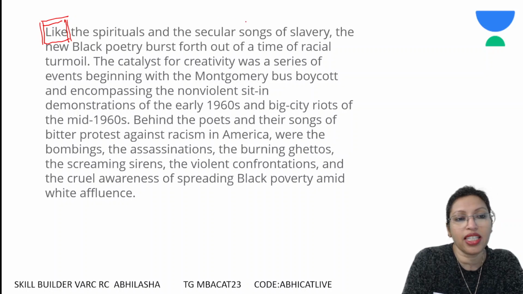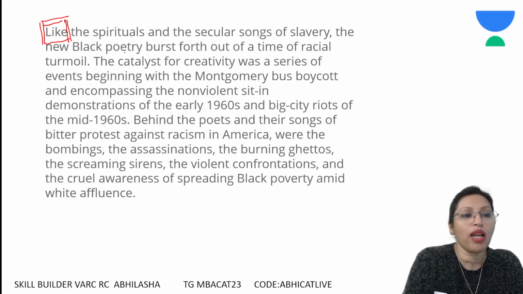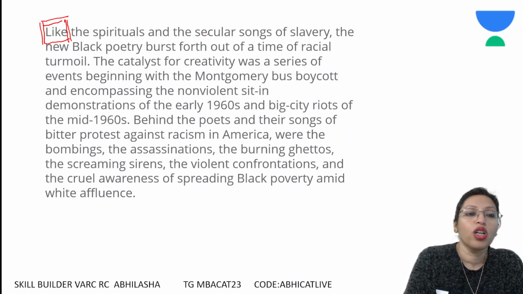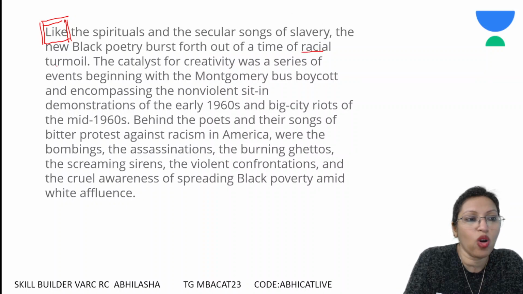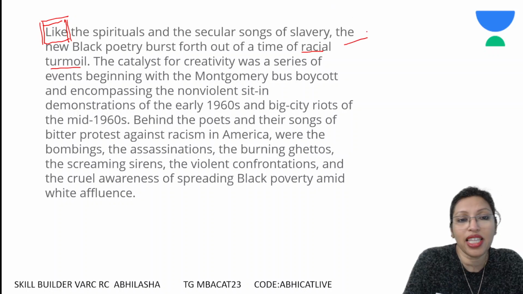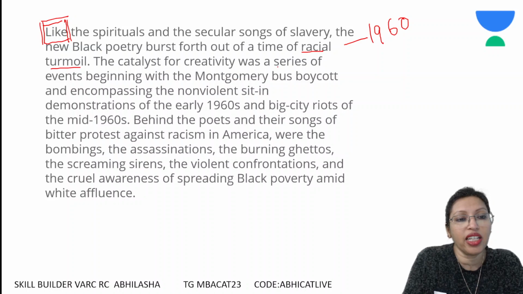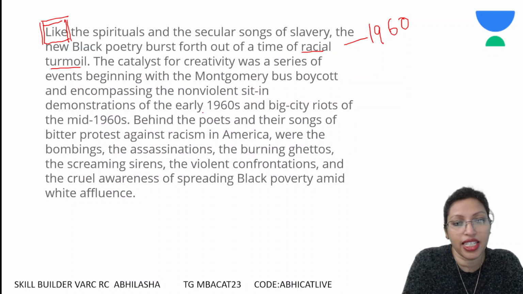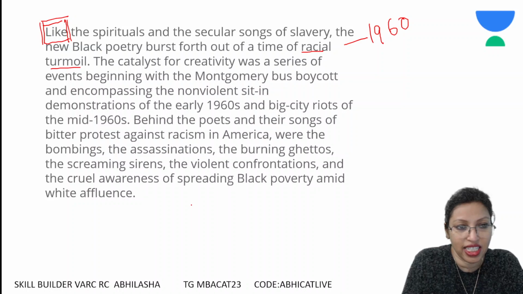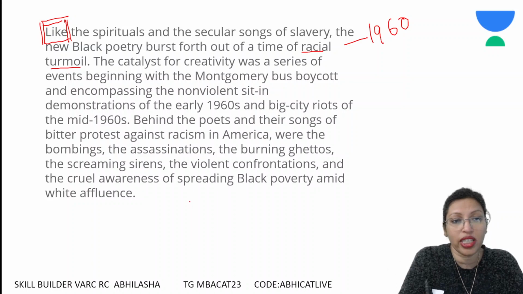So like the spirituals and the secular songs of slavery, the new black poetry burst forth out of a time of racial turmoil. So this black poetry has come out at a time when there is a lot of racial turmoil. So that means the 1960s was a period of racial turmoil. And that is why such a lot of black poetry has come. The catalyst for creativity was a series of events beginning with the Montgomery bus boycott and encompassing the non-violent sit-in demonstrations of the early 1960s and big city riots of the mid-1960s. So the catalyst were these events.